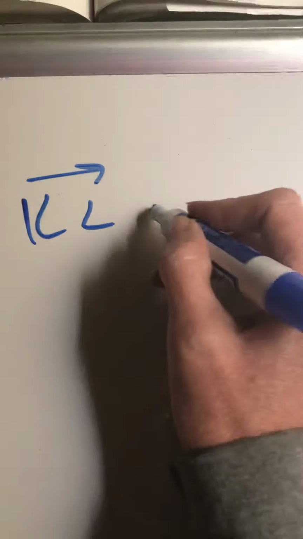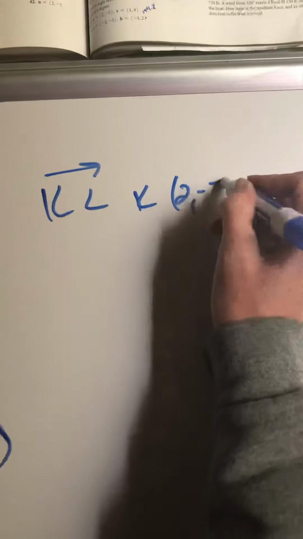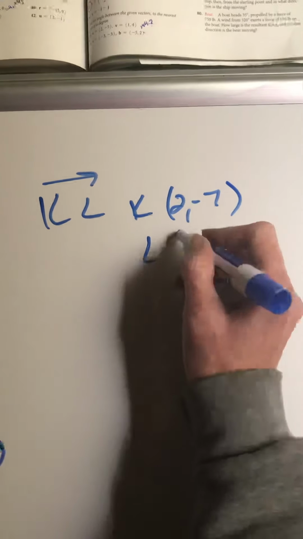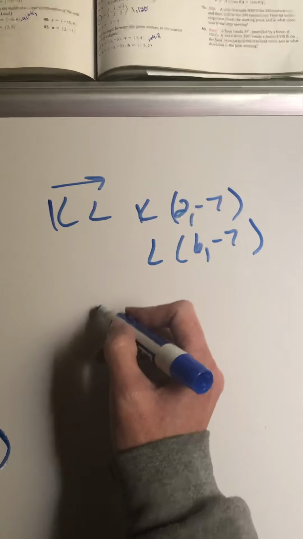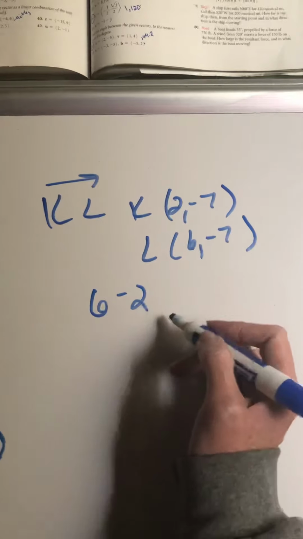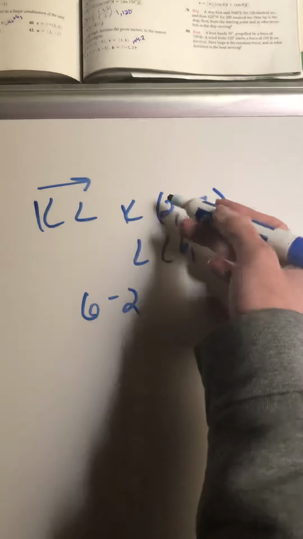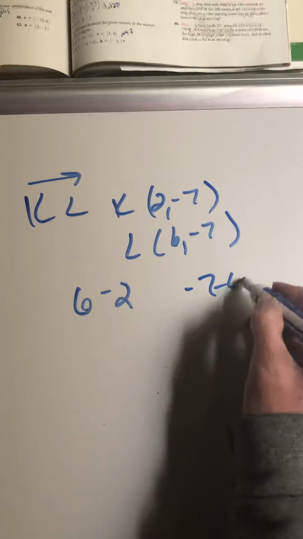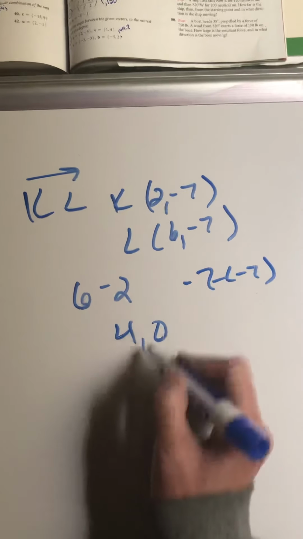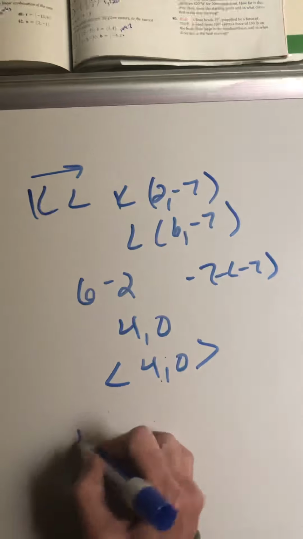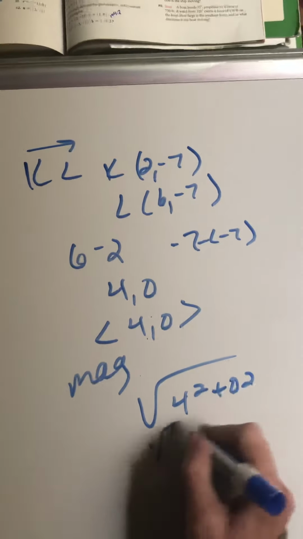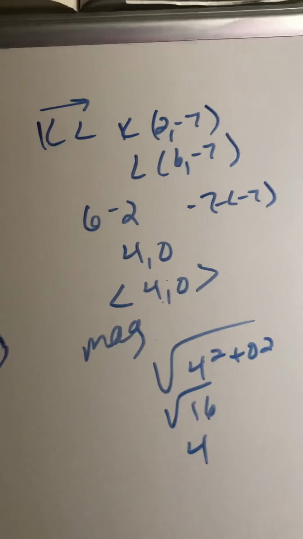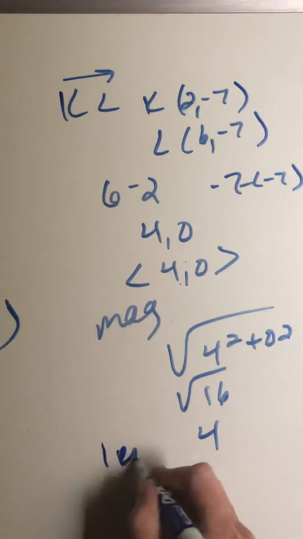So let's do another one like that. You're looking for component form when you're given the vector KL, where K is 2, -7. That's your initial point, and then your terminal point is 6, -7. So again, to find your component form, you do x minus x, 6 minus 2. Again, it's terminal point minus initial point. So 6 minus 2, -7 minus -7. This would be 4, 0. So there's the component form. And then you're asked to find the magnitude as well. So that would be the square root of 4 squared plus 0 squared, which would be the square root of 16, which would just be 4. That's the magnitude or the length of the vector.